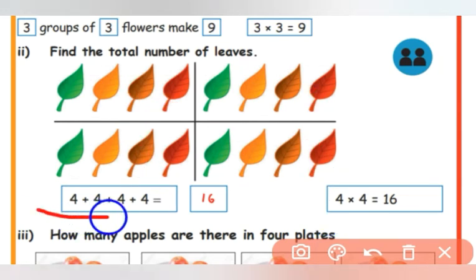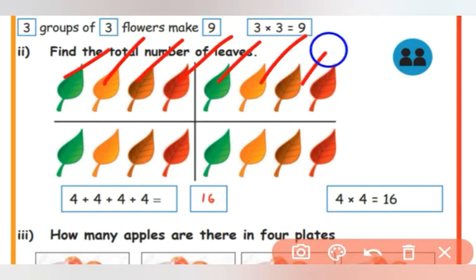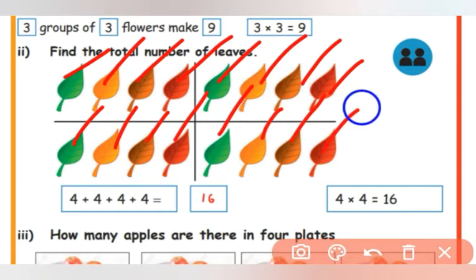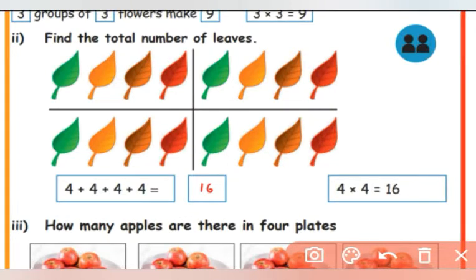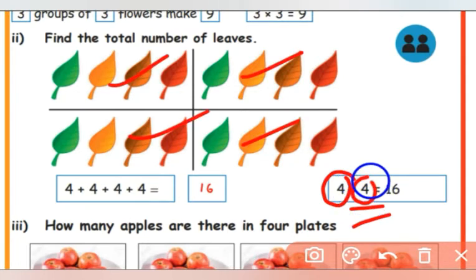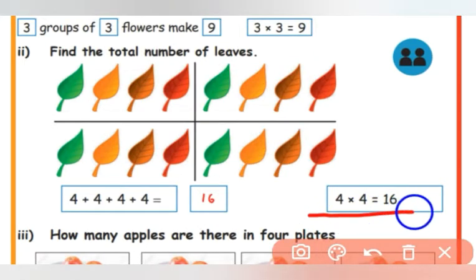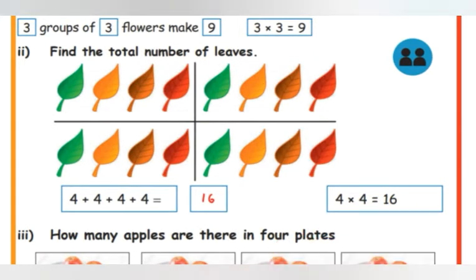4 plus 4 plus 4 plus 4 is equal to the total number of leaves is 1, 2, 3, 4, 5, 6, 7, 8, 9, 10, 11, 12, 13, 14, 15, 16. The total number of leaves is 16. ஓரோ குரூப்லேயும் எவ்வளோ லீவ்ஸ் இருக்கு 4. எவ்வளோ குரூப்ஸ் இருக்கு 4. So total number of leaves is 16. The multiplication fact is 4 into 4 is equal to 16.